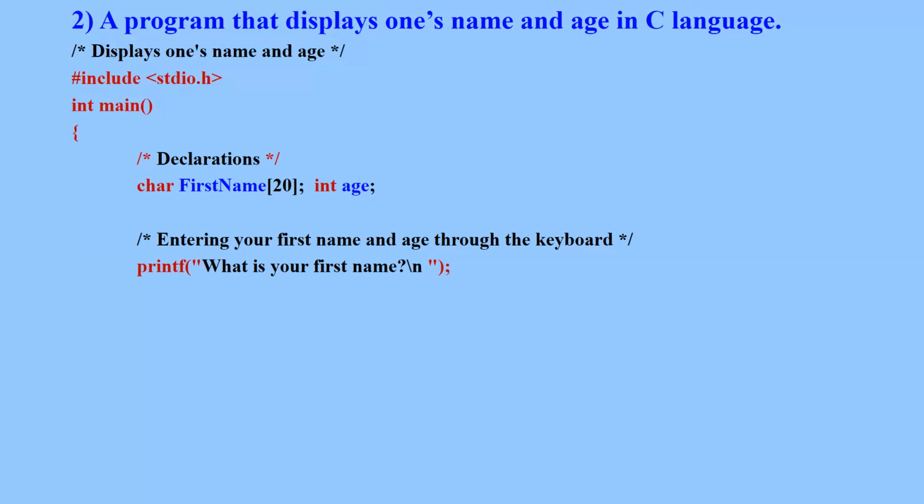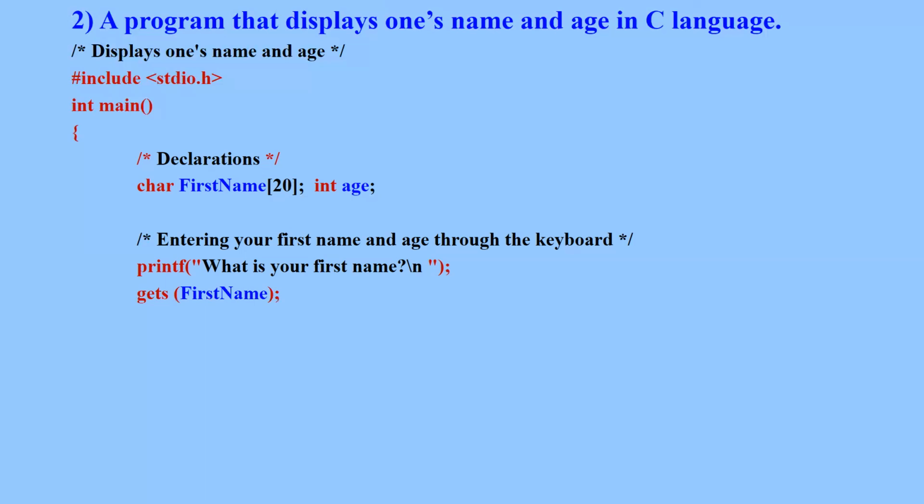A cursor will be blinking below your statement. What is your first name? Waiting for the next move. So printf, what is your first name? It displays the statement on the screen and moves one line below. That is what \n means. That is an escape sequence character. You read it as a single character for a new line.